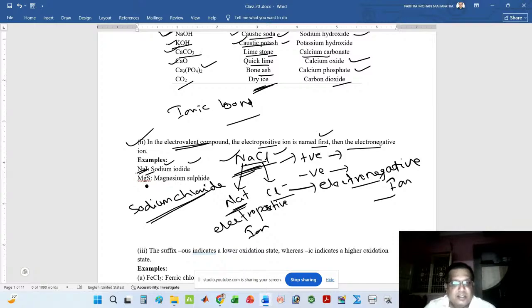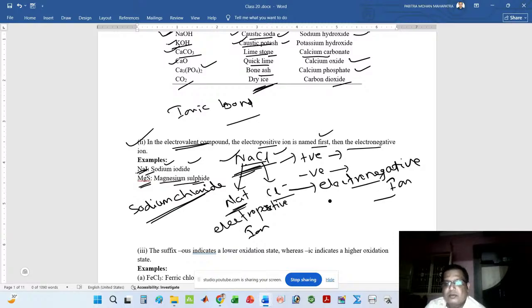Similarly, you can think about magnesium sulfide. Here, magnesium is the electropositive ion, sulfur is the electronegative ion. So, magnesium is named first, then the sulfide name. That means the name of MgS is your magnesium sulfide.